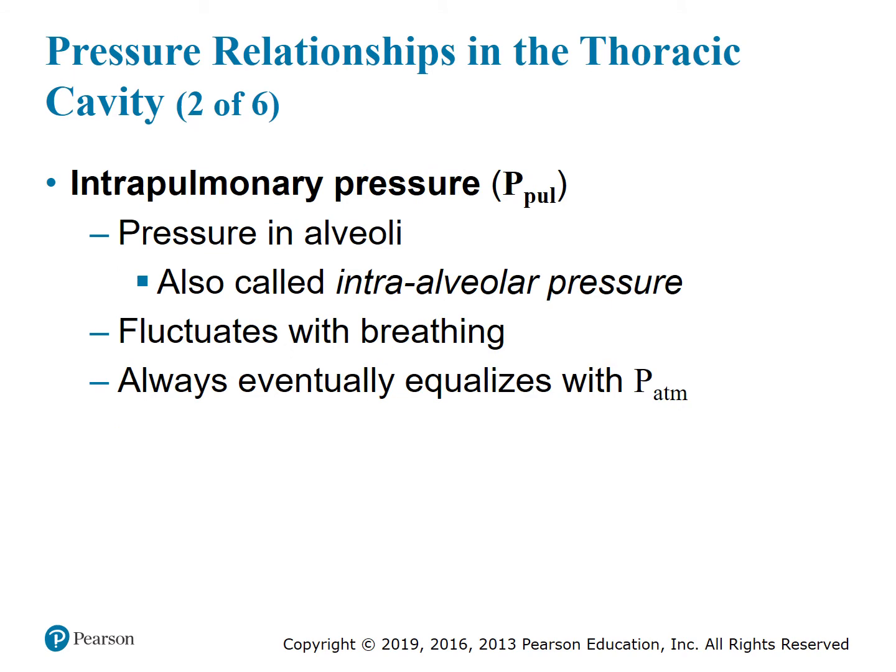Intrapulmonary pressure is the pressure in the alveoli. It's also referred to as intra-alveolar pressure. It fluctuates with breathing, and it always eventually equalizes with the atmospheric pressure.